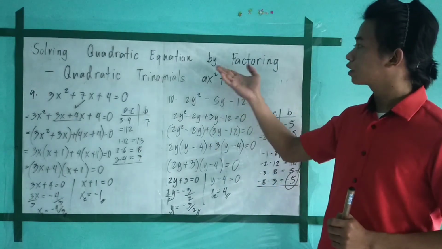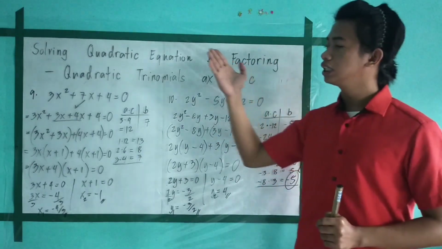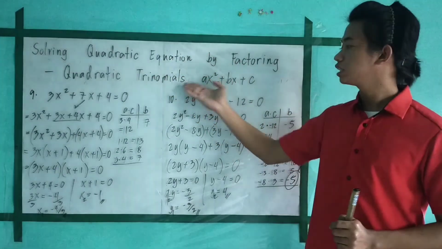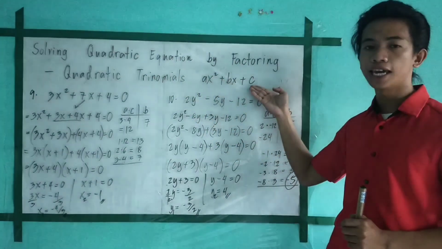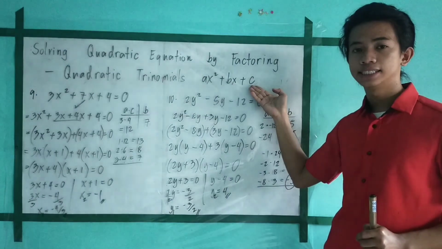So, that is solving quadratic equation by factoring using quadratic trinomials in the form ax squared plus bx plus c.